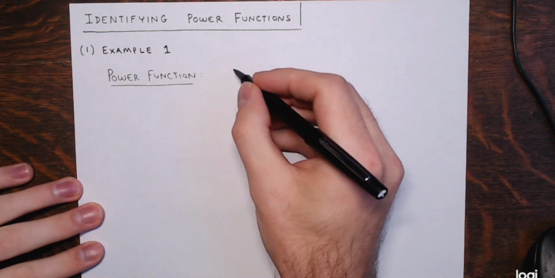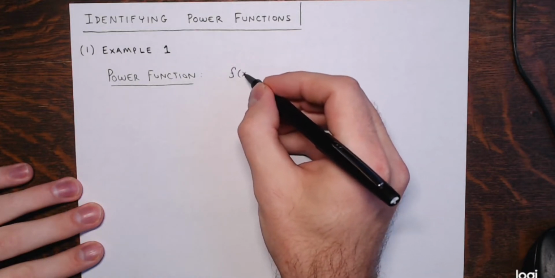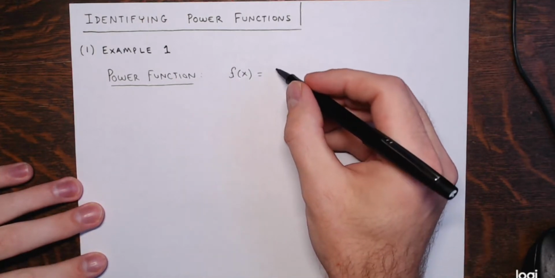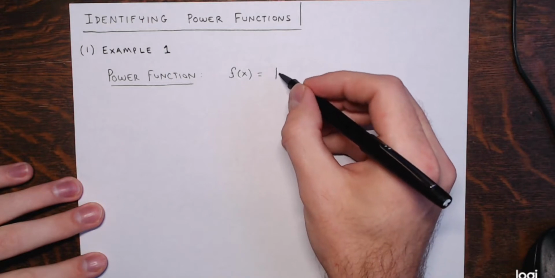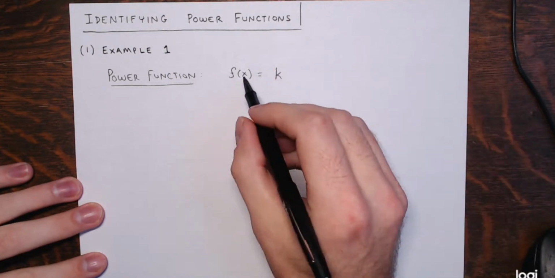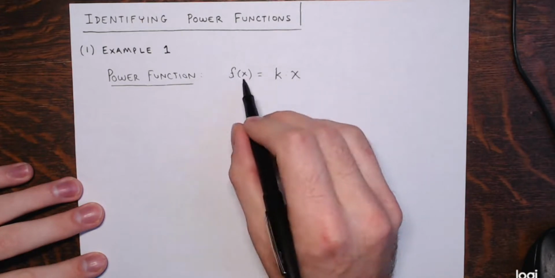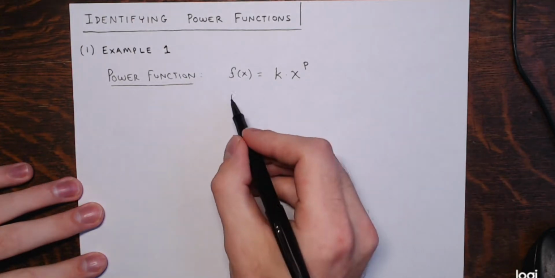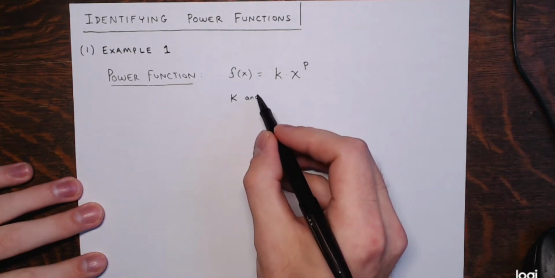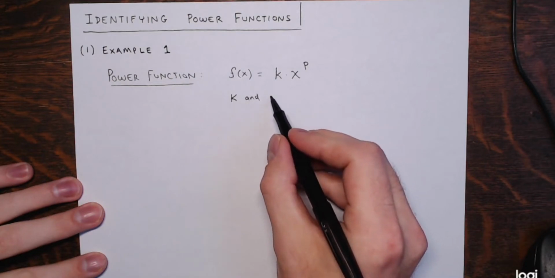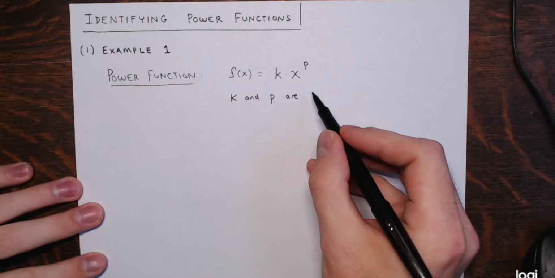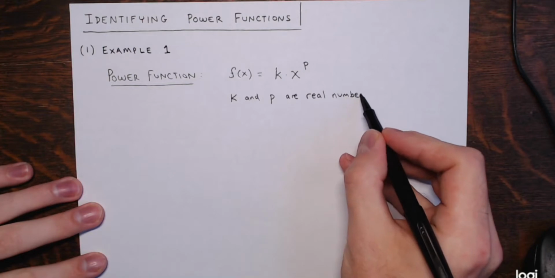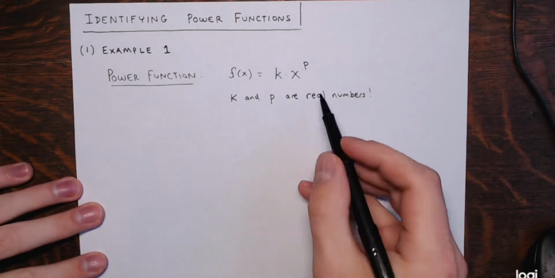A power function is simply y equals, or f of x equals, or whatever you want to call it, if you use function notation. And I'll write it the way they have it in the text, as some number k times x, the input variable, to some power p, where k and p are real numbers. Any real number.